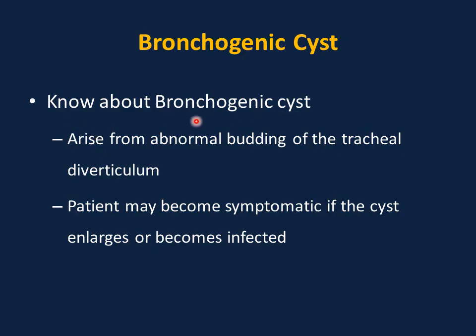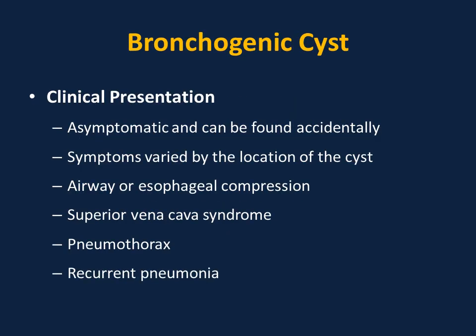Know about the bronchogenic cyst: it arises from abnormal budding of the tracheal diverticulum. The patient may become symptomatic if the cyst enlarges or becomes infected, and the symptoms depend on where the cyst is and the site of compression. Clinical presentation can be asymptomatic, and it can be found accidentally or incidentally on a chest X-ray done for another reason. Symptoms vary by the location of the cyst.